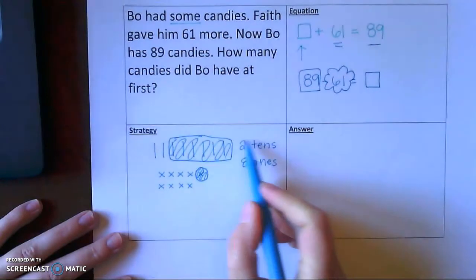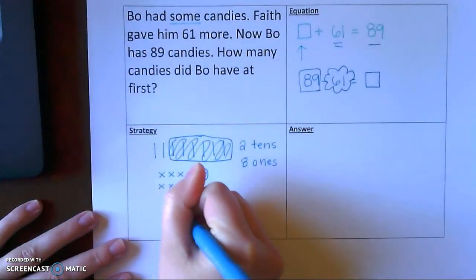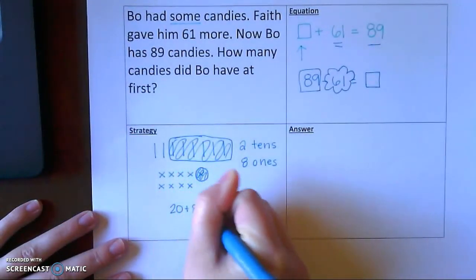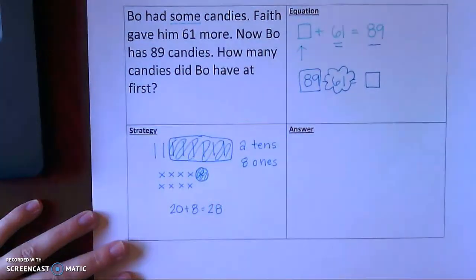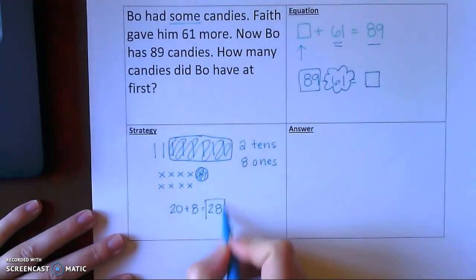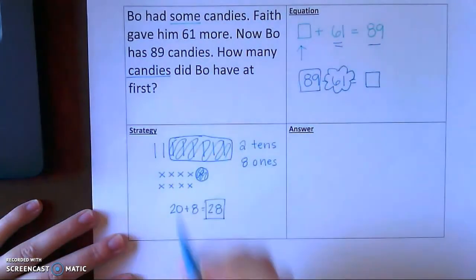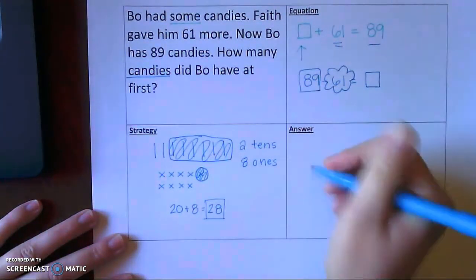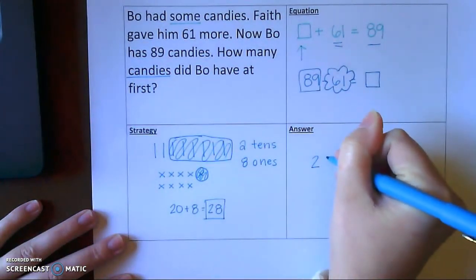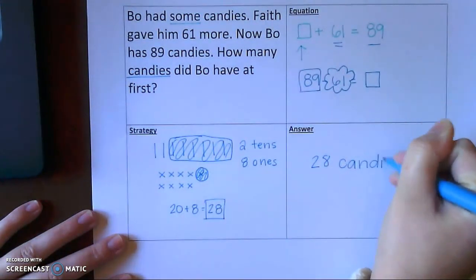If we were to turn this into a standard number, it would look like this: 20 plus 8, which equals 28. Whenever we're writing a final answer for a word problem, we cannot just include the number answer. We also have to include the label, which is candies in this word problem. So when you're writing your answer, it should look like this: 28 candies.